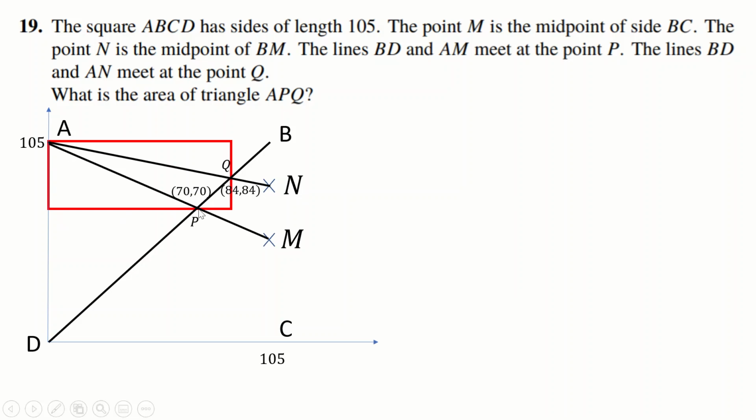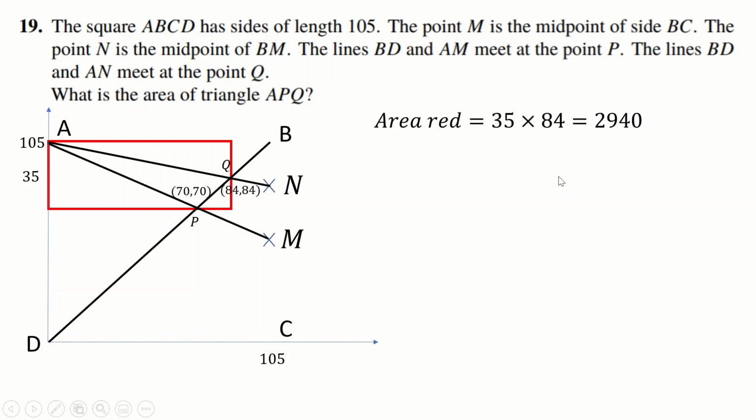Because this box has a height from 70, because that's the y coordinate of there, to 105. So its height is 35. Its width is obviously 84, because it goes across to x is 84. So the area of this red box is 35 times 84. And all I have to do to work out APQ is take away this triangle, and this triangle from that.